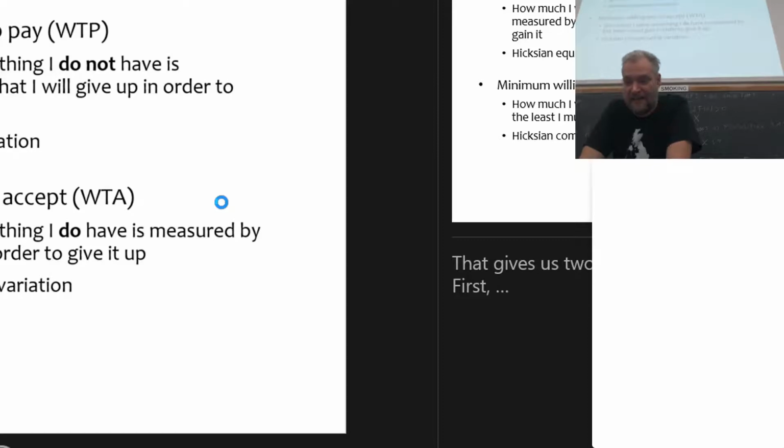And then the minimum willingness to accept compensation is the Hicksian compensating variation, and that is the scenario where you go to the supermarket, you bought your pint of milk, you paid for it, and then somebody knocks it out of your hand, right, and offers compensation for the loss of your milk.